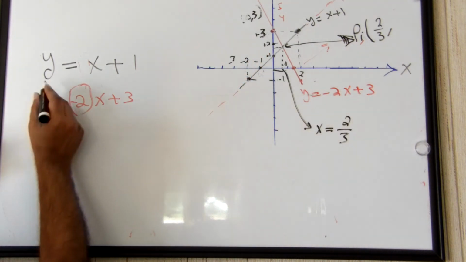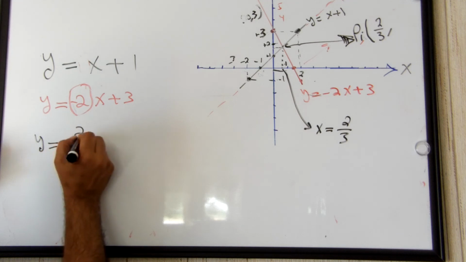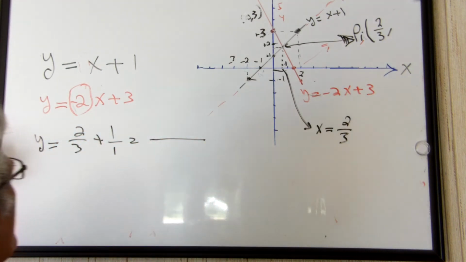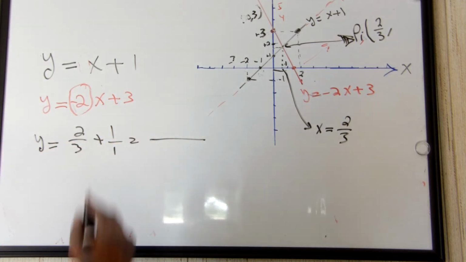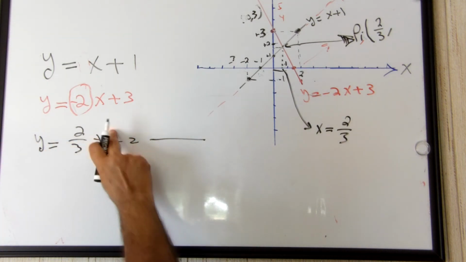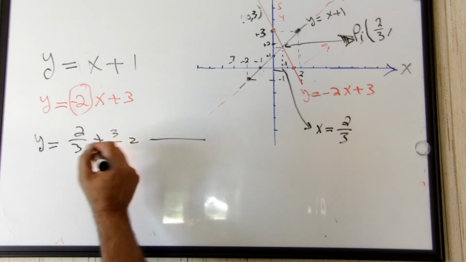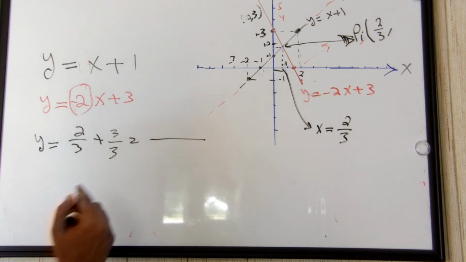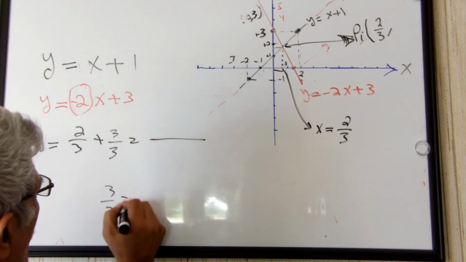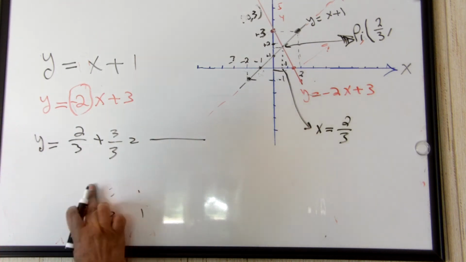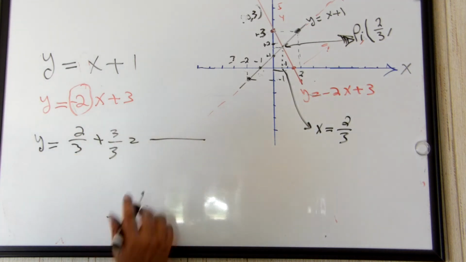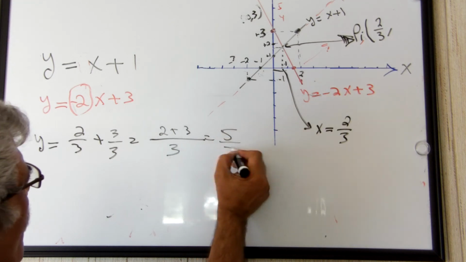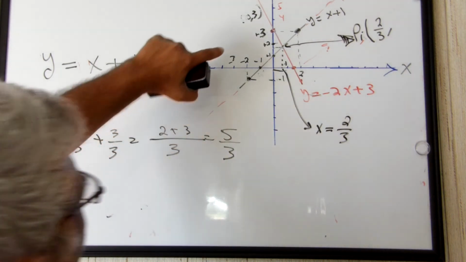Let's do it. For the first one, y is equal to 2 over 3 plus 1. So how do we solve it? We multiply this side by 3 over 3. We multiply both numerator and denominator by 3. It doesn't make any difference to the result. 3 over 3 is 1. 1 over 1 is just 1. So we write the common denominator, and 2 plus 3 is going to be 5. 5 over 3.